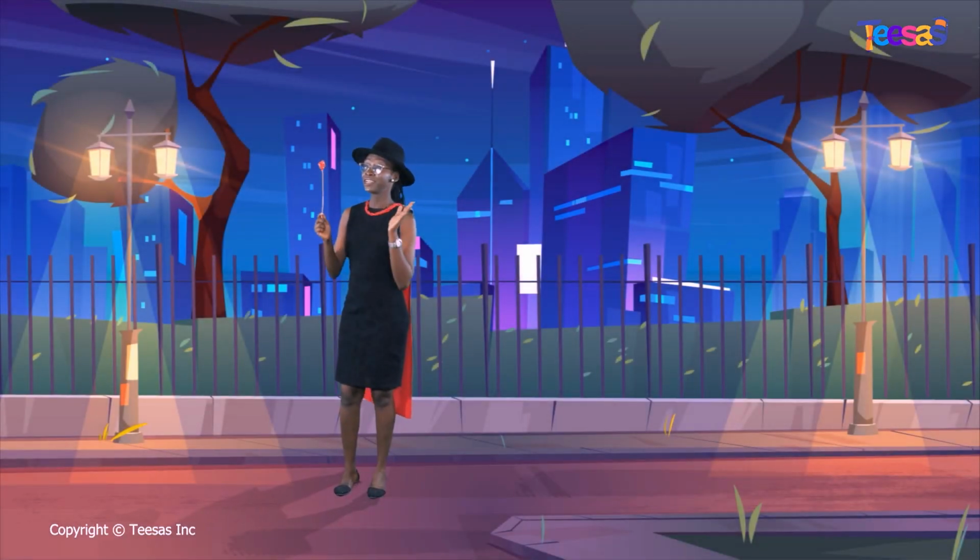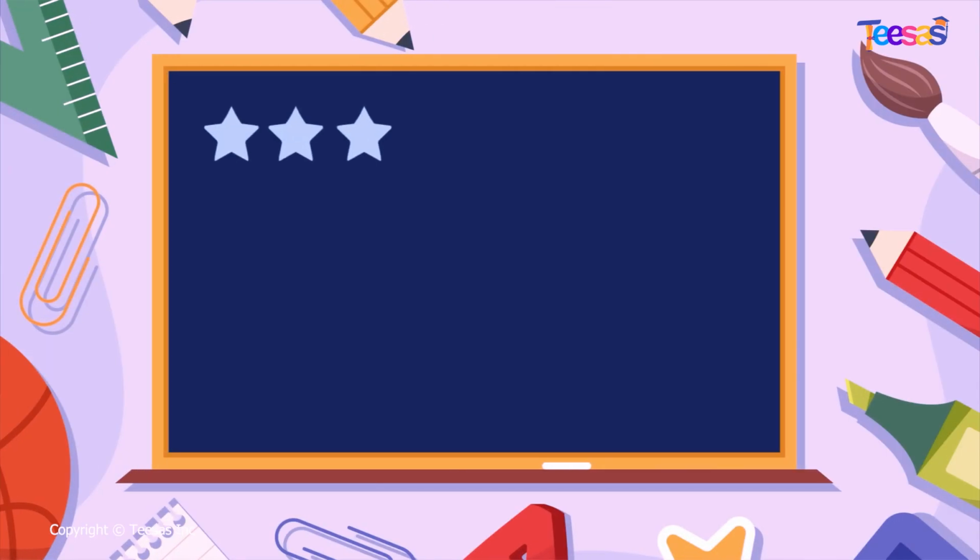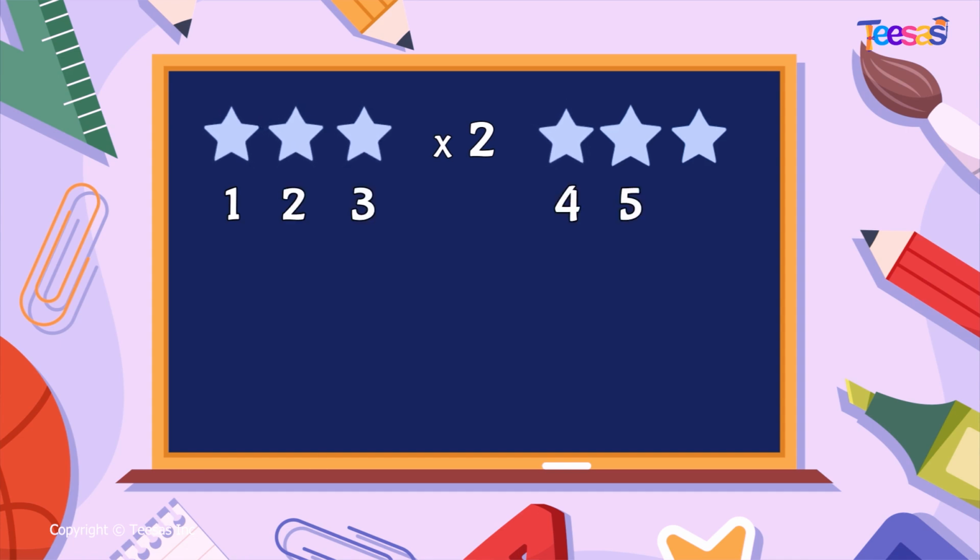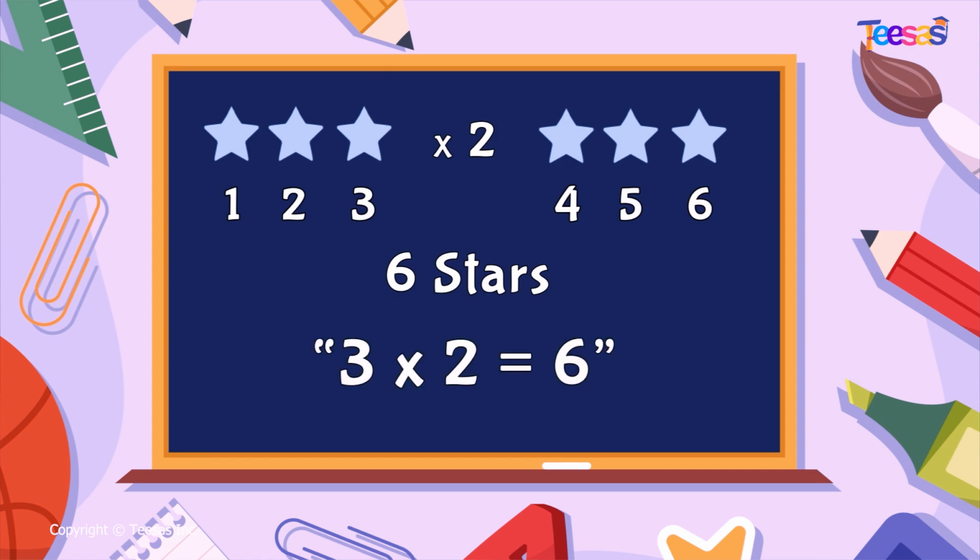We have 3 beautiful stars. Multiplying them by 2 means adding another set of 3 stars. This gives us 2 sets of 3 stars. Counting all together gives 1, 2, 3, 4, 5, 6. 6 stars. Therefore, 3 multiplied by 2 is 6. Super!